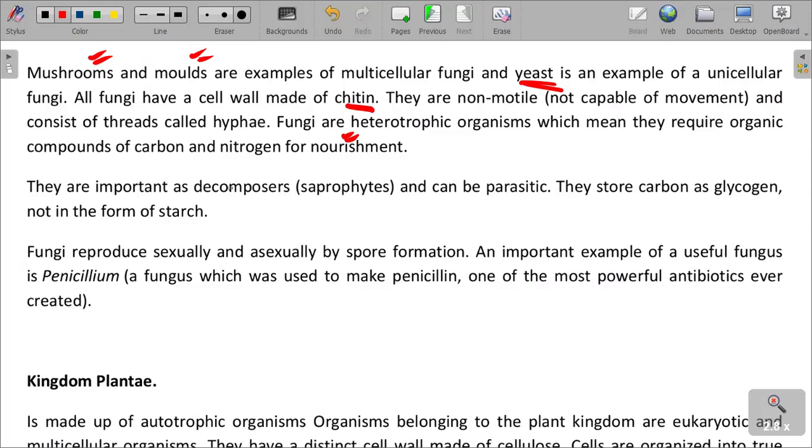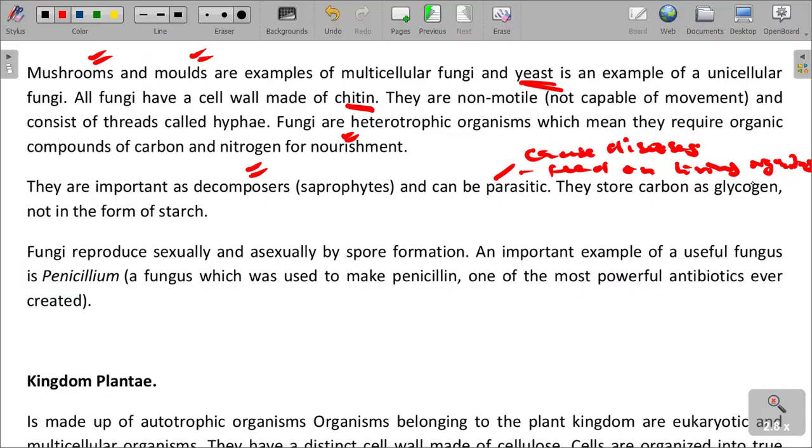They are important as decomposers. They are saprophytes and can be parasitic, meaning they can also cause diseases and feed on other living organisms. When we say they are parasitic, we mean that they can feed on other living organisms.